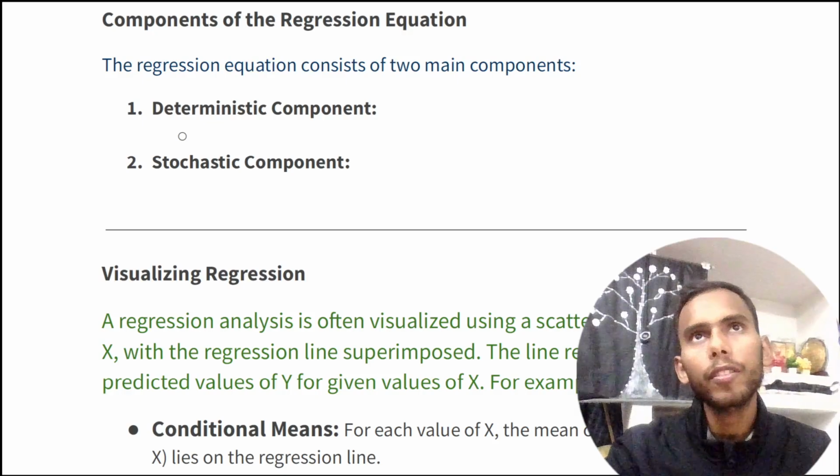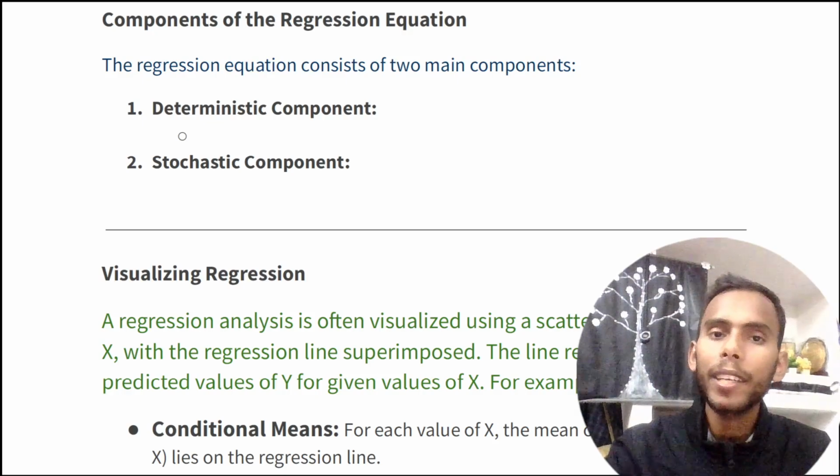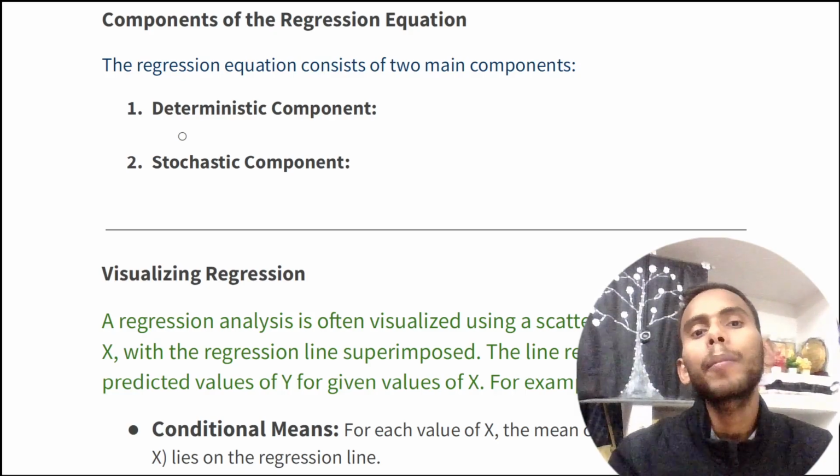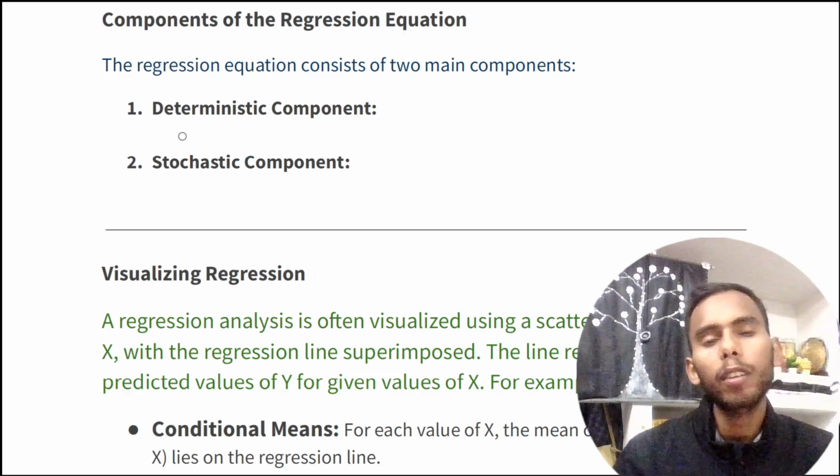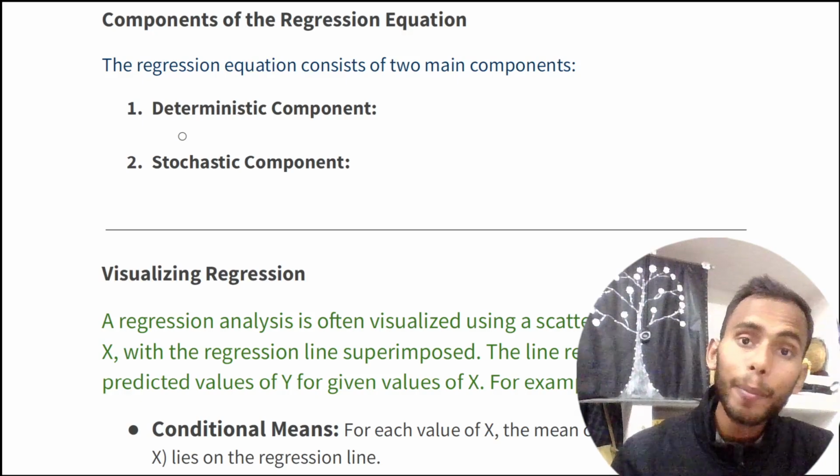Deterministic and stochastic components of regression, as we discussed in our previous lecture. For example, if we are saying y equals beta 1 plus beta 2 x, then it's deterministic in nature, because here we are talking about only a single factor which is affecting our mathematical model.